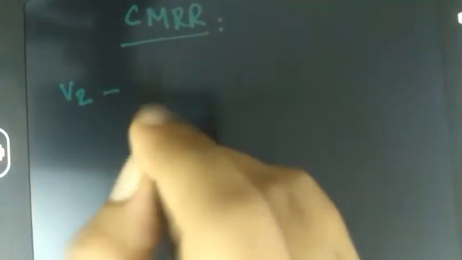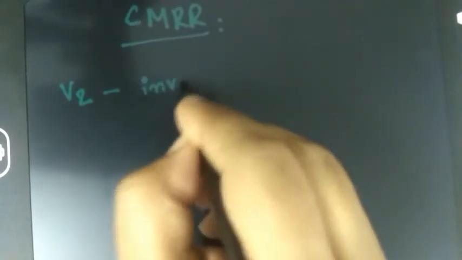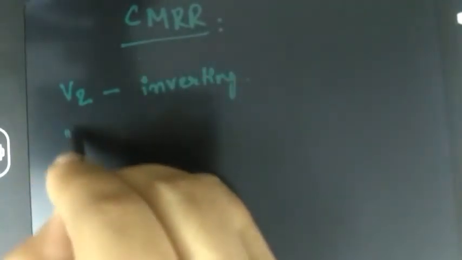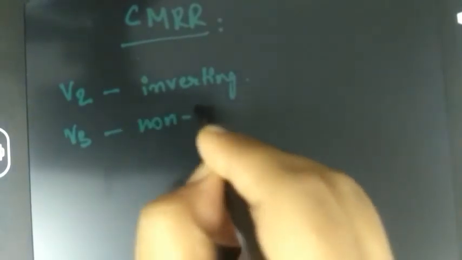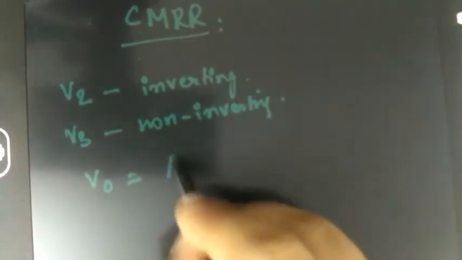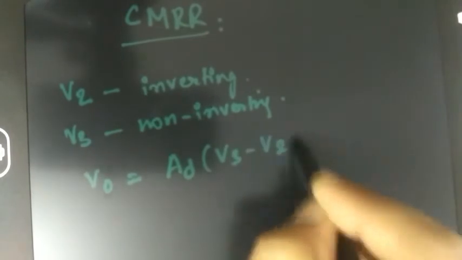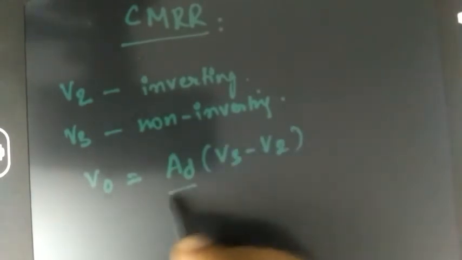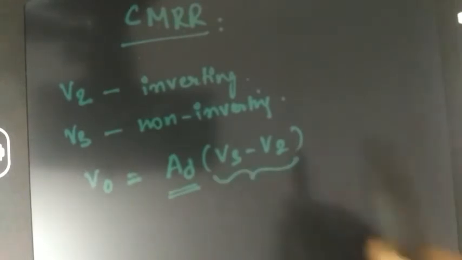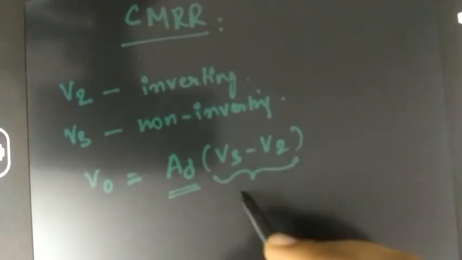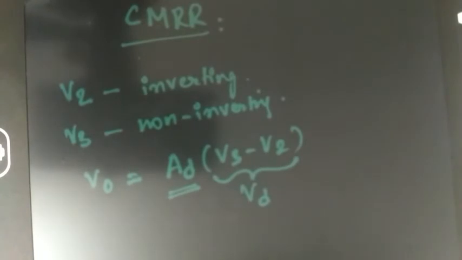Suppose I am applying V2 as the input voltage at terminal 2, that is the inverting terminal, and V3 at the non-inverting terminal. Then the output voltage of the op-amp will be V0 = AD (V3 - V2), where AD is the gain for the difference signal, that is V3 - V2, which I can also write as VD.